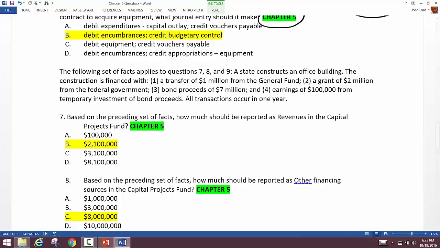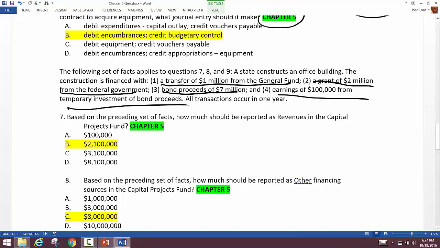State constructs an office building. The construction, and we have different sources coming in here. We have transfer from the general fund. We have a grant of $2 million from the federal government, and bond proceeds of $7 million, and earnings from temporary investments. And the question is, which of these is revenue? And I think the grant is pretty easy, isn't it?